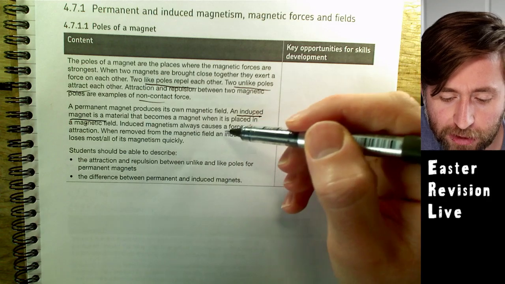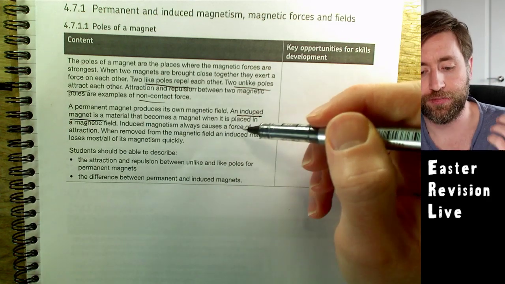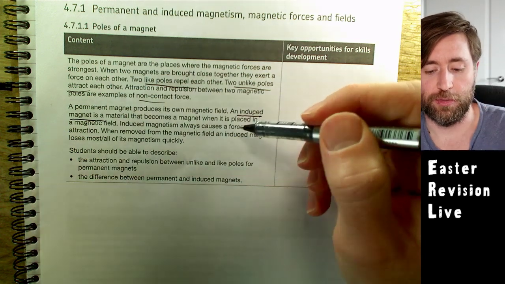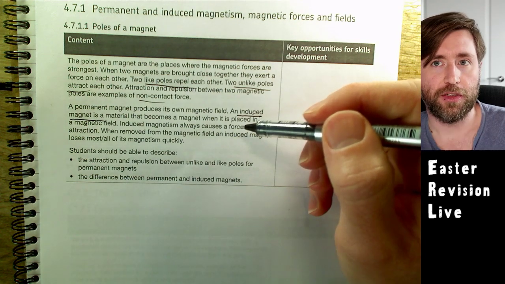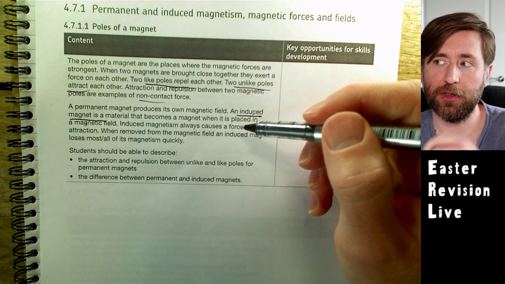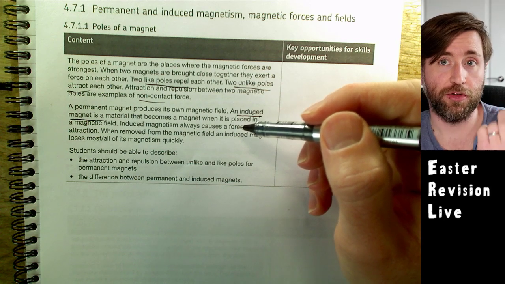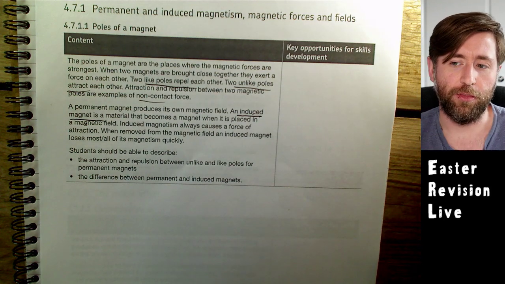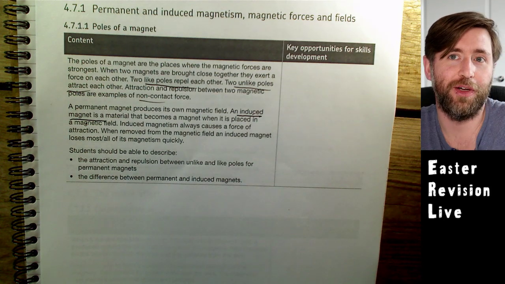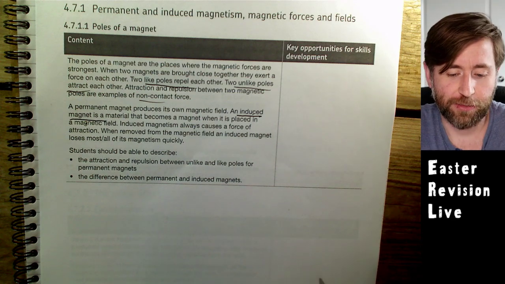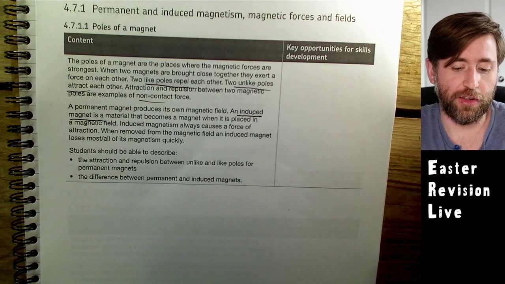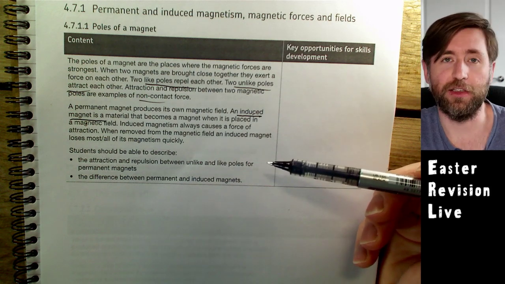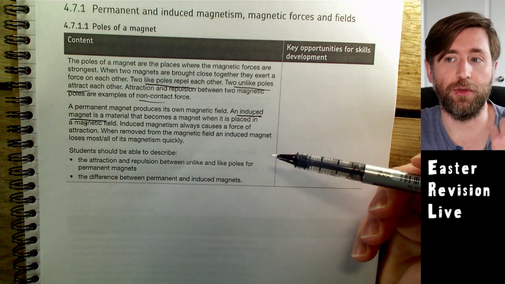Now induced magnetism always causes a force of attraction. When removed, this induced magnet is no longer magnetic. And why is it always attraction? It's because the magnet that is inducing this magnet attracts the side to it that it is not facing. So always you're going to get an attractive force. Now that's going to become clear when I do these little sketches in a second, which is the easiest way to explain magnetism.